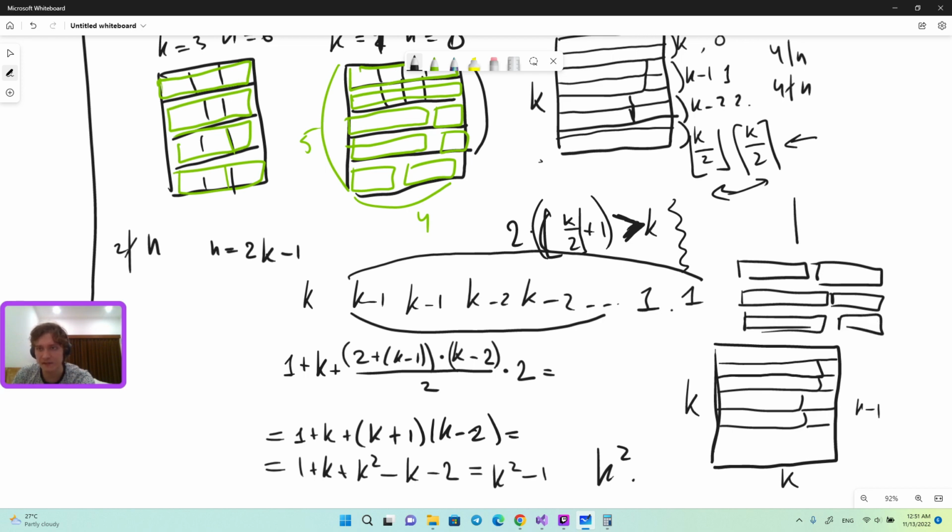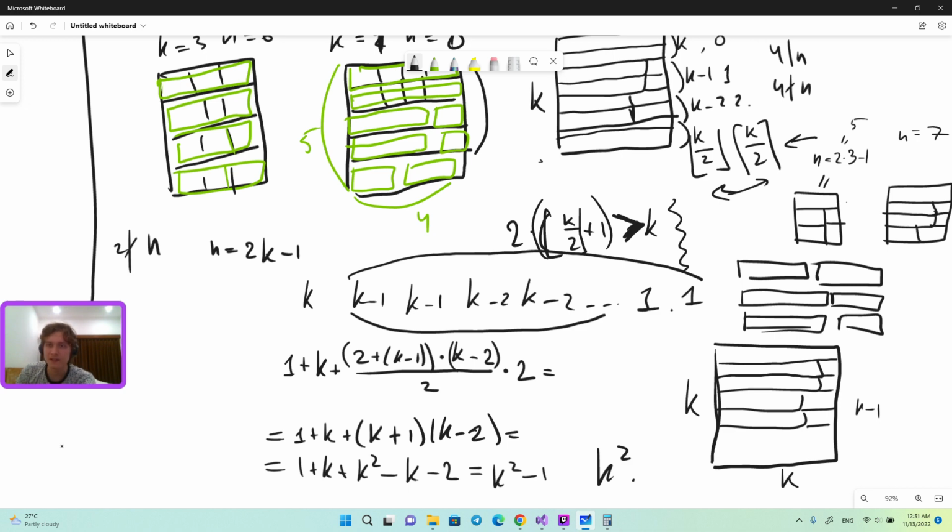So this is like cases with 3, where we have this tiling, or case with 5. For example, here we have n equals 2 times 3 minus 1, so it is n equals 5. But also, for example, n equals 7. And here we have 4, 3, 1, 3, 1, and 2, 2.